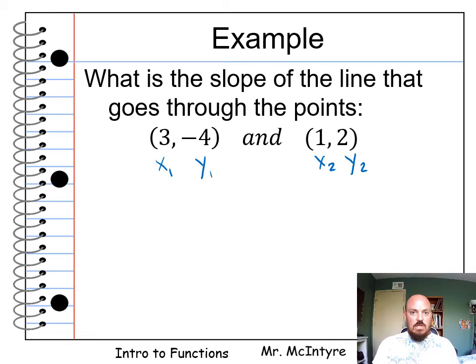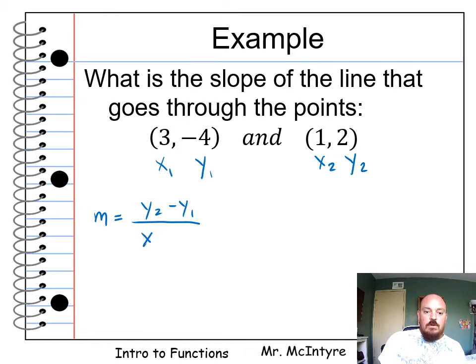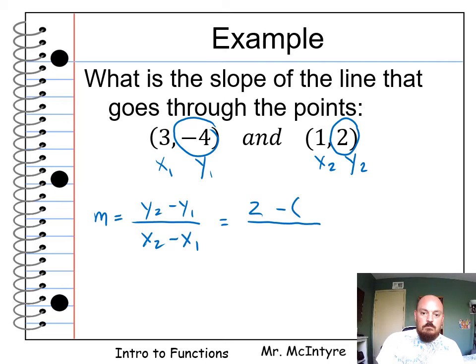You're not multiplying by 2. It's not an exponent or anything like that. It's just a way of saying, this is the first x and this is the second x. So our formula from the last page was m for slope equals y2 minus y1 over x2 minus x1. And now just plug the numbers in. So from above, y2 is 2 minus y1, which is negative 4. And on the bottom, x2, which is 1, minus x1, which is 3.